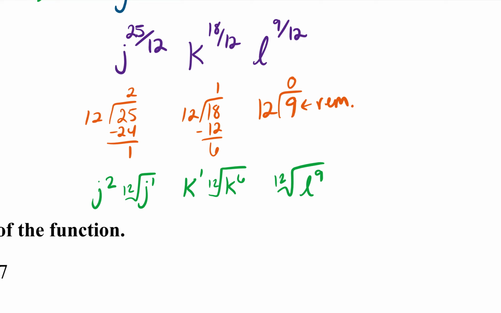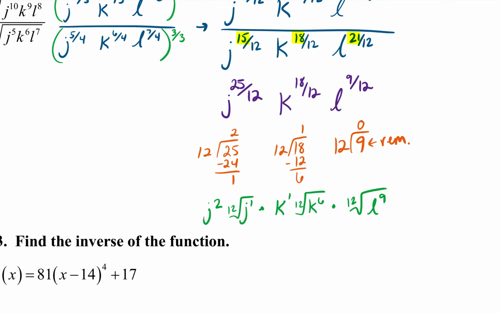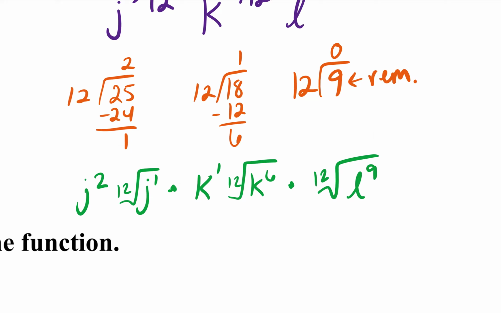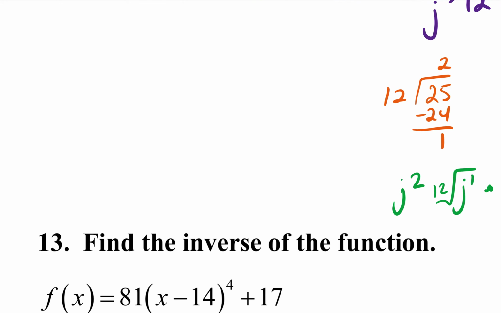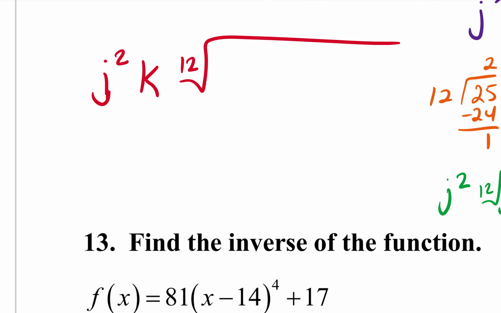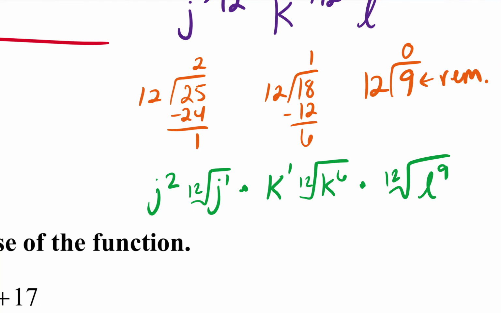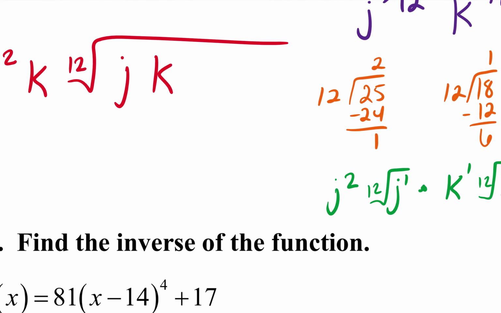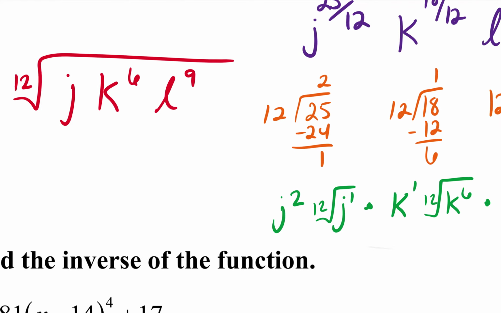So you can leave your answer like that if you want to and just put these little multiplies in there. That's fine. Or I can write them all together. The way I would do that is I would put all my outside letters together, then all my inside letters together. So outside I have j squared k, and everything else is inside, and my index is 12. So I have j, k to the 6th, L to the 9th. That would be how I'd want to write it, but again, the other way is totally fine as well.